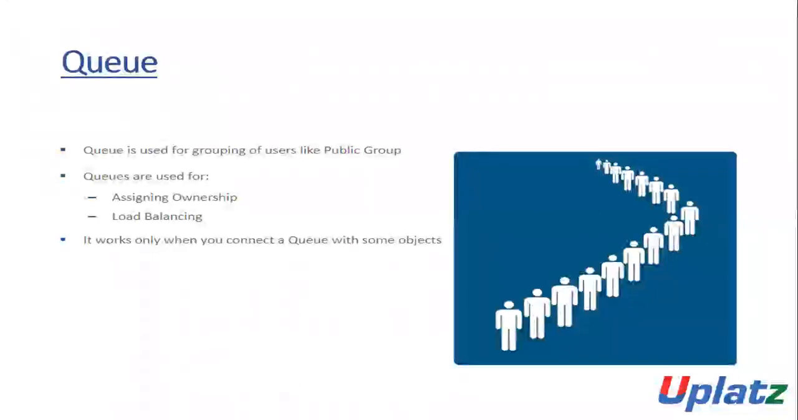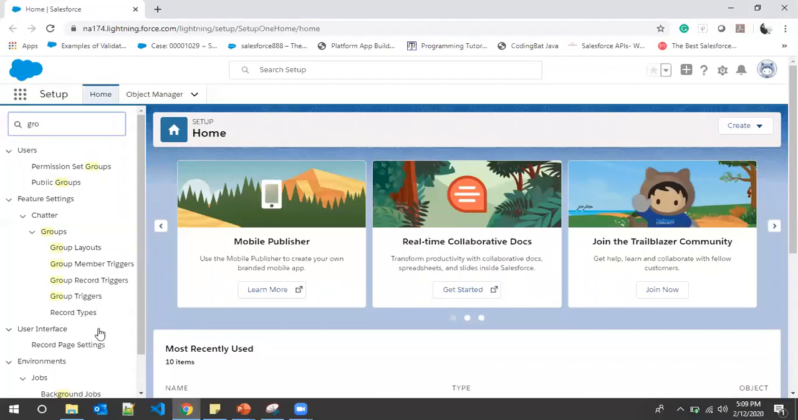Now queues. A queue is used for grouping of users like a public group. Queues are used for assigning ownership and load balancing. It works only when you connect a queue with some objects. Okay, now let's see all this in action. We'll go back to Salesforce.